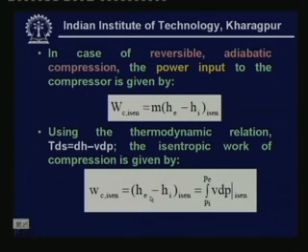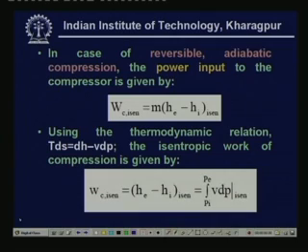In case of reversible adiabatic compression, the power input to the compressor, as I have just explained, is nothing but mass flow rate into the specific enthalpy rise for an isentropic process. This subscript stands for isentropic process. He is the exit enthalpy and Hi is the inlet enthalpy. So power input is simply mass flow rate into He minus Hi. Using the thermodynamic relation TdS is equal to dH minus VdP, the isentropic work of compression is given by this.